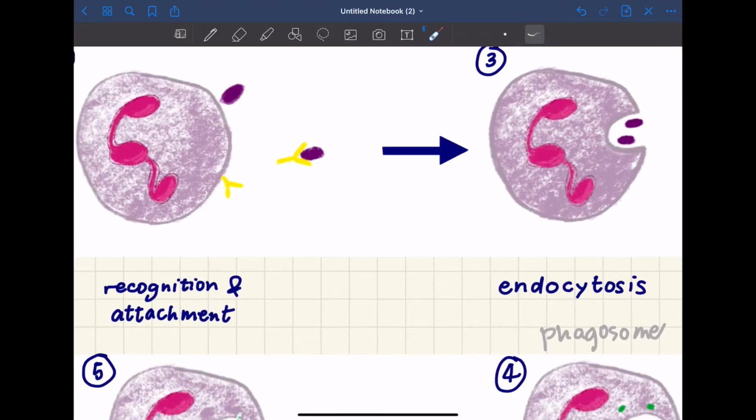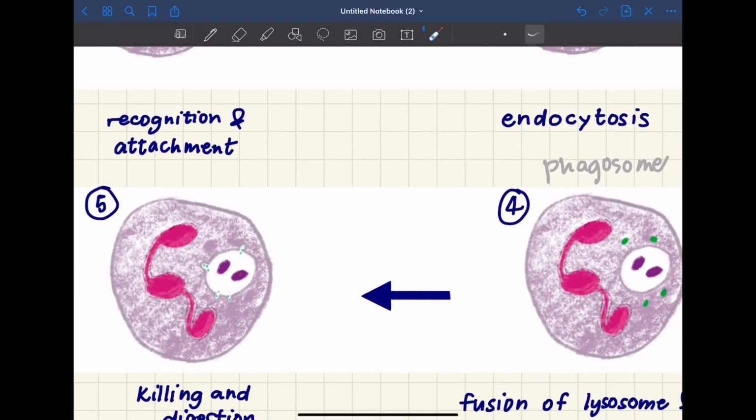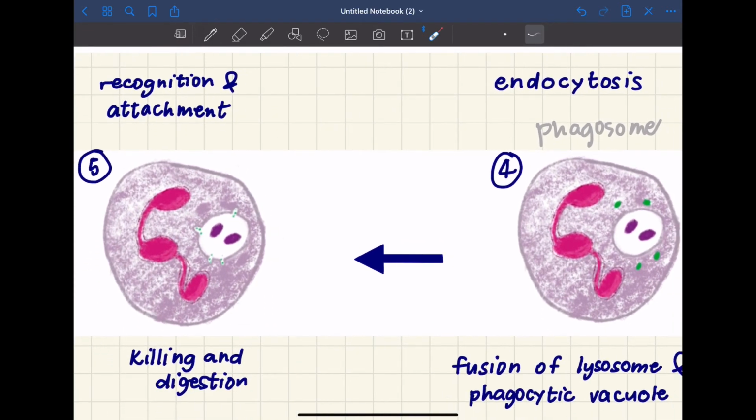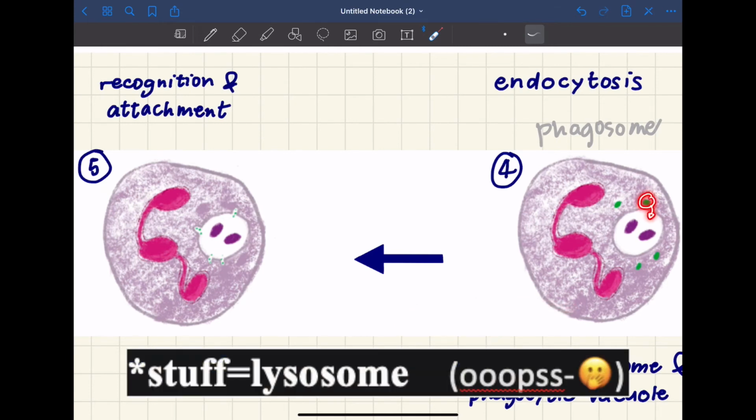Which leads us now to the next two steps. So step number 4 will be fusion of lysosome and phagocytic vacuole, and step 5 will be killing and digestion. So in here, again, you have the phagosome already, and the green dots will be the lysosomes. The phagosome will then fuse with a lysosome to form a phagolysosome. So that is when this green stuff attaches to this.